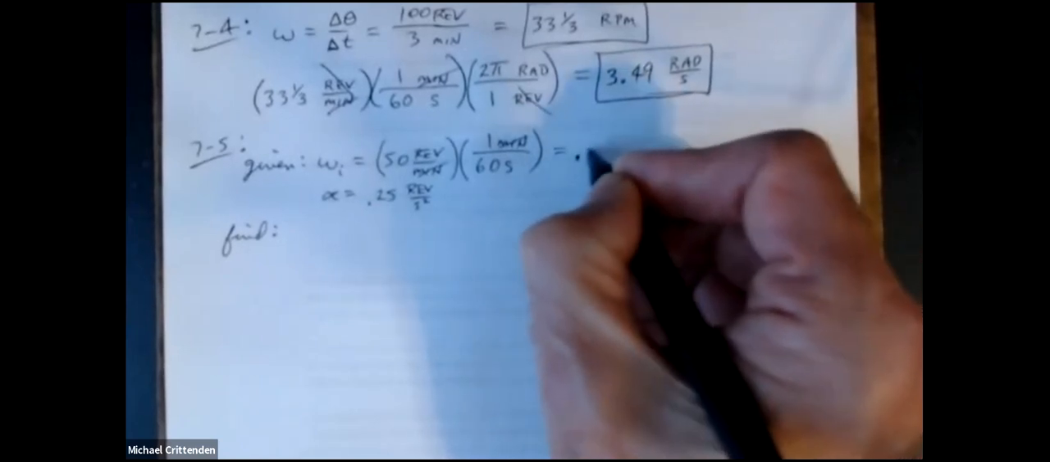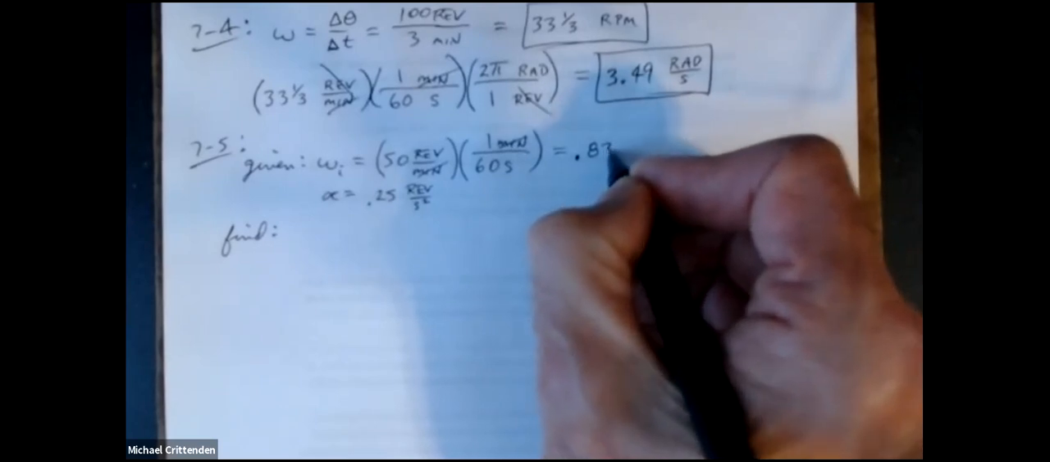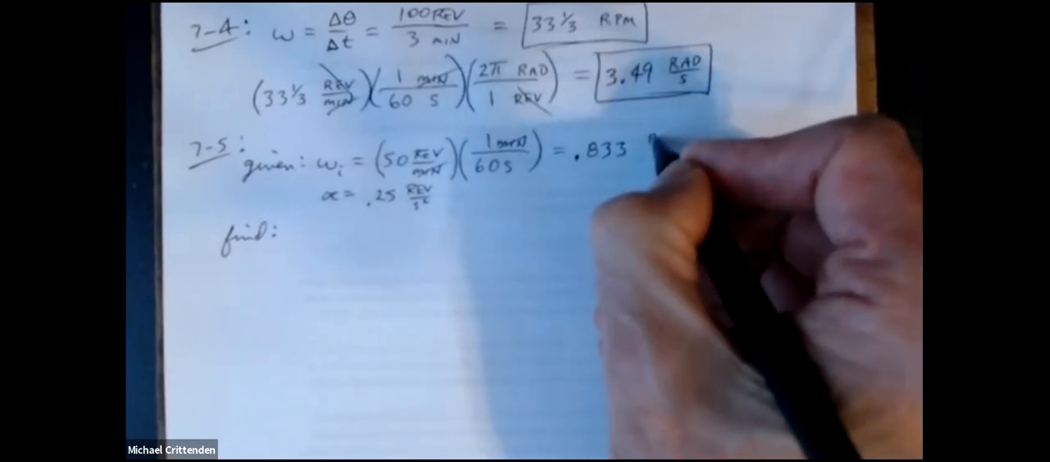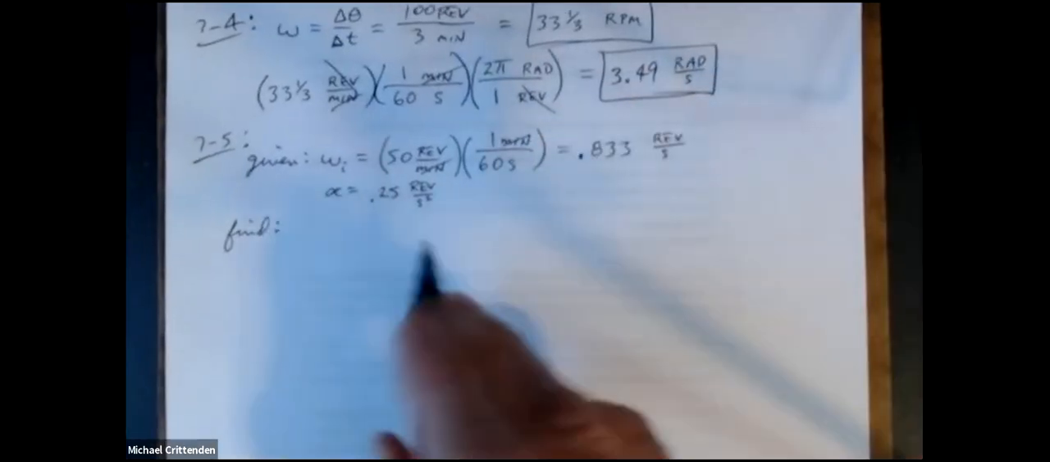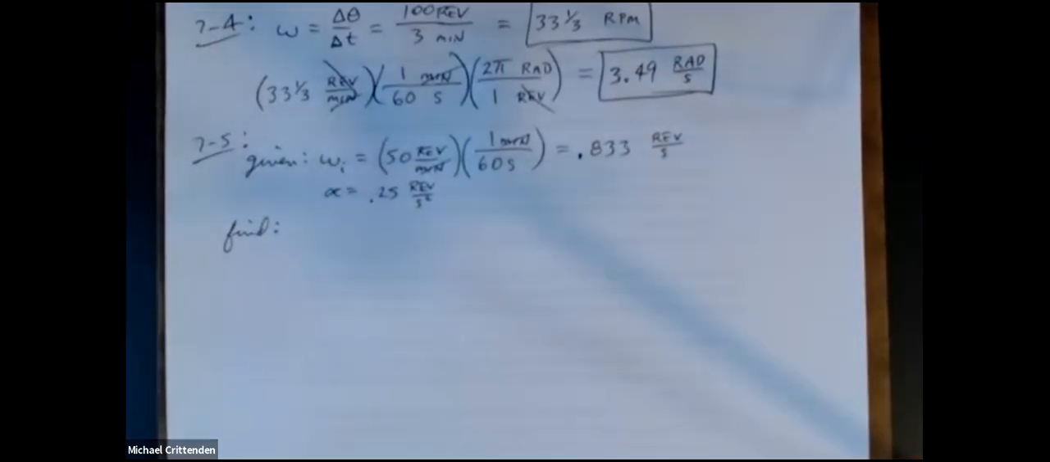And this is 0.833 revolutions per second. Okay, so now the units match. Seconds here, seconds there. Finish reading the question. The wheel's originally turning at 50 revolutions per minute. Got that. Has a constant angular acceleration. The fact that the angular acceleration is constant tells you that this group of equations will be valid. If the acceleration was changing, life would be harder. But these would not work if it wasn't a constant acceleration.